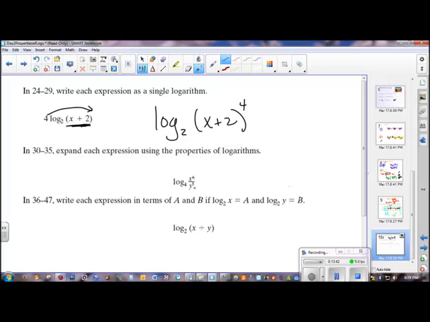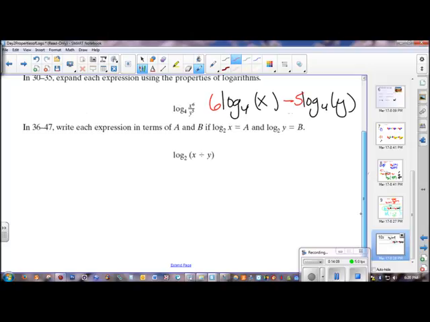Expand using properties of logs. Okay, we've got an x and a y, so we'll start with log base 4 of x and log base 4 of y. Since there's a division in between those two, we're going to put a minus sign in between the two logs. I did have an exponent of 6 up here, so that's coming down as a coefficient. I did have an exponent of 5 here, so that's coming down as a coefficient. In the final one here, we have to do a substitution. It's not hard. It actually works out very easy.